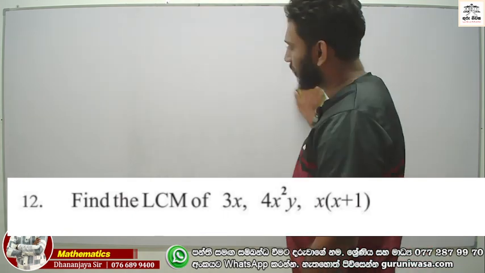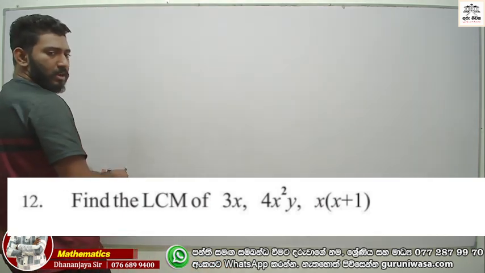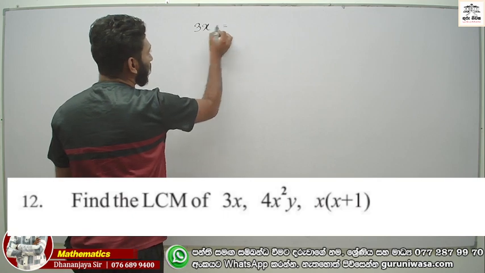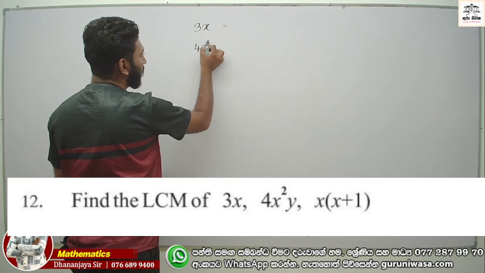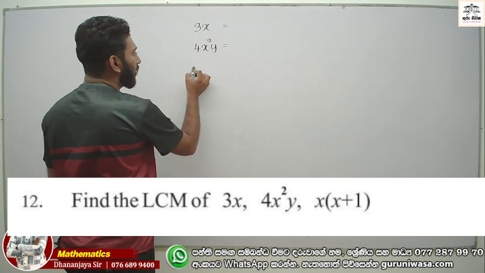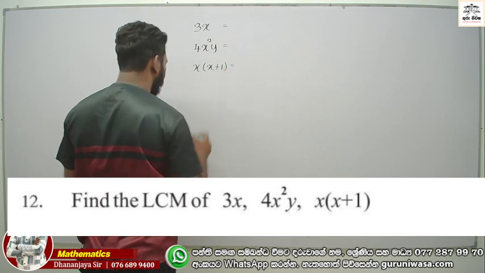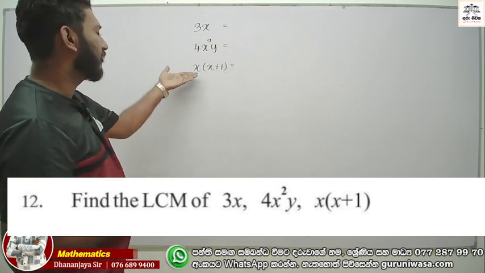You have to write the method also, and this is the method: 3x and 4x squared y and x into x plus 1. Right. Now there is no factorizing. This is also in the factorizing mode.